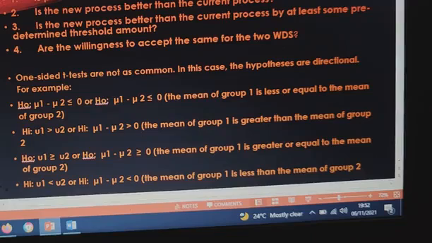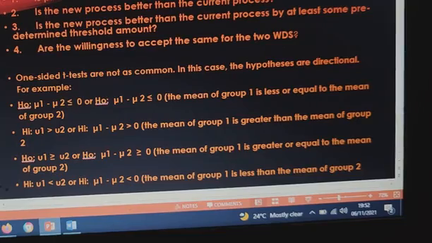1. Is process 1 equivalent to process 2? 2. Is the new process better than the current process? 3. Is the new process better than the current process by at least some predetermined threshold amount? 4. Is the willingness to accept the same for the two WDs?